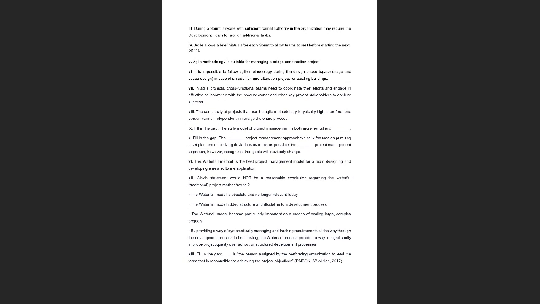All right. For the next one, I'll give you hints and then you put it in the correct place. Fill in the gap. The something project management approach typically focuses on pursuing a set plan and minimizing deviation as much as possible. So this is the key word. The first type of project management has minimum deviation from the plan. And the second type recognizes that a goal will inevitably change. There will be some changes throughout the process.